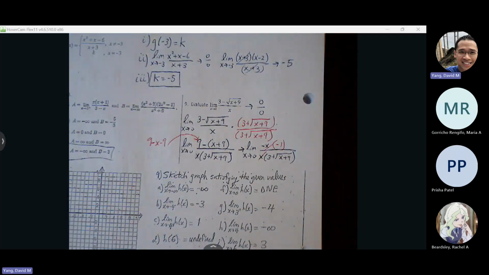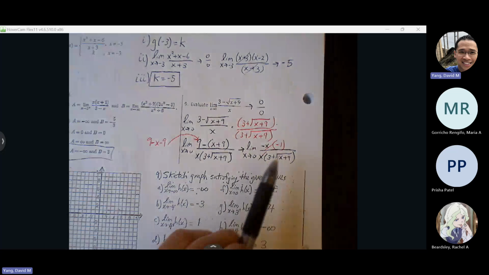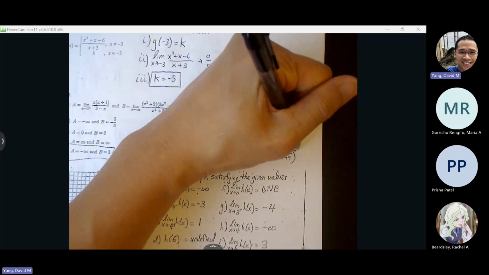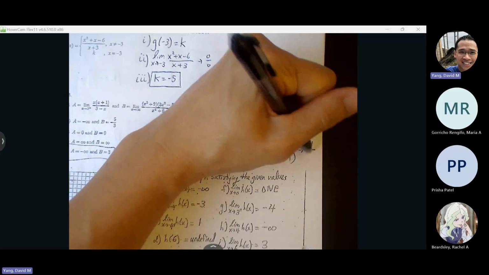Reevaluate your limit. 0 in for x. 0 plus 9 is 9. Root 9 is 3. 3 plus 3 is 6. But that goes in the denominator with a -1 up top. So -1 over 6.